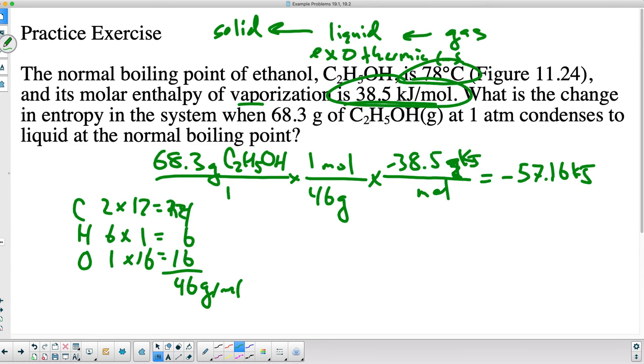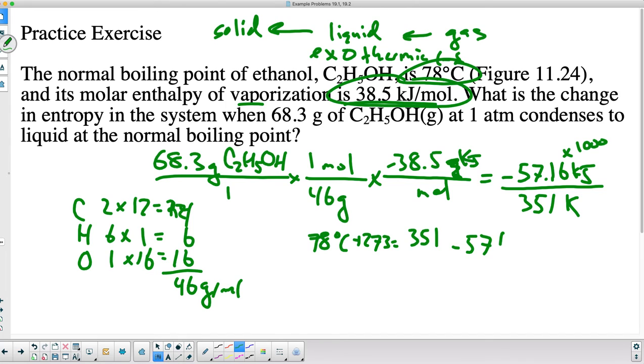We're at 78 degrees Celsius, which means 78 degrees Celsius plus 273 equals 351. So that's the amount of Kelvin. So when I divide these two, I get 351 Kelvin. What I'm going to do is multiply this one times 1,000 to get joules instead of kilojoules. That gives me a negative 57,160 joules divided by 351 Kelvin, like that.